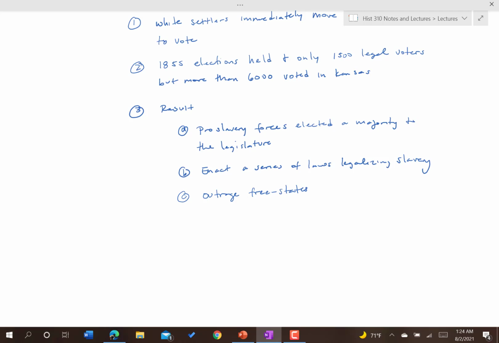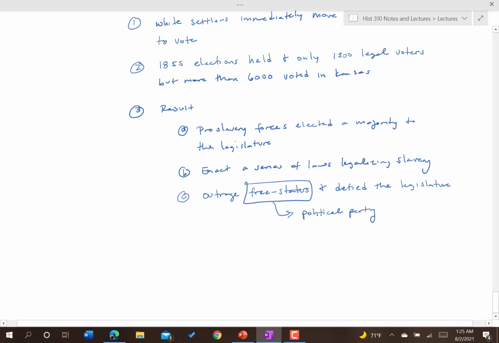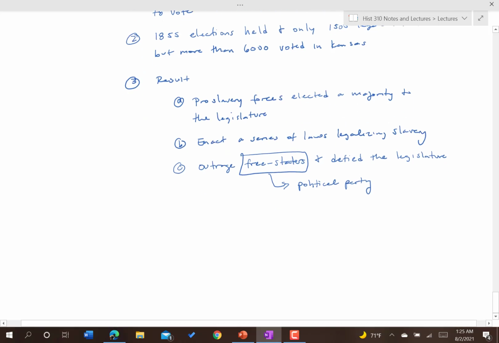And they ended up defying the legislature. So the Free Staters, I wrote free states. Free Staters were part of a political party. That's right. So they were the ones that were also elected to the legislature, but the pro-slavery forces had a larger majority, right? So that's then where the name comes from, is part of a political party.